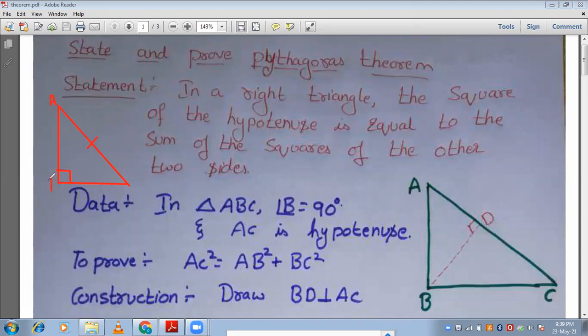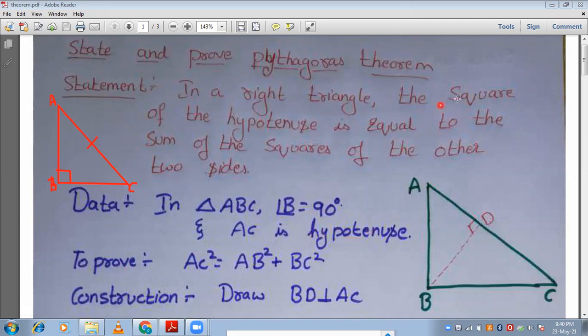A, B, C. Given: in triangle ABC, angle B is equal to 90 degrees, because they mention right triangle, which means one angle must be equal to 90 degrees. The square of the hypotenuse. So which is the hypotenuse? AC is the hypotenuse.